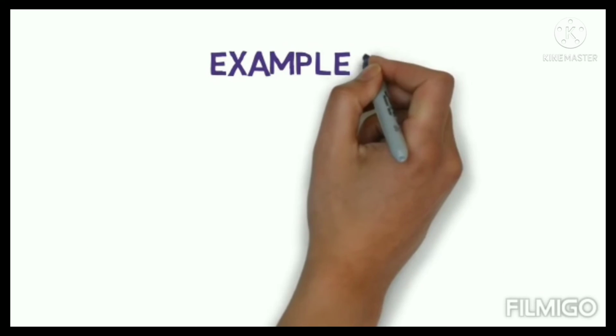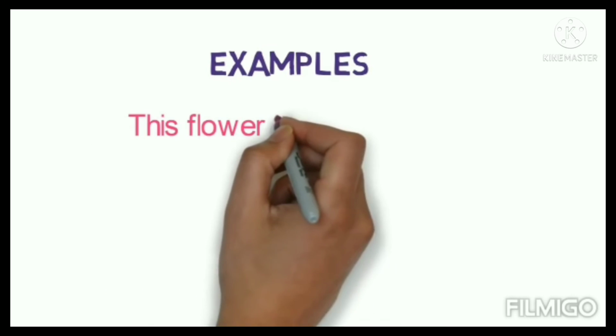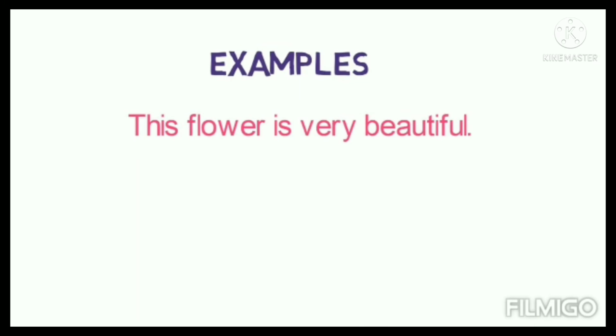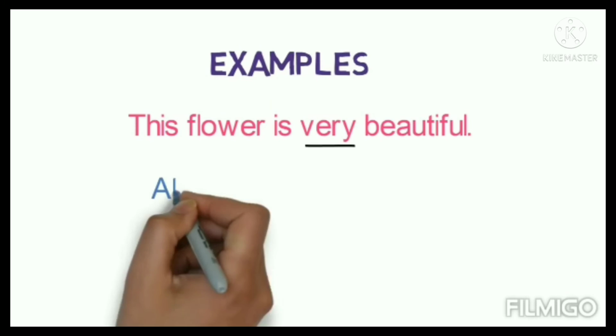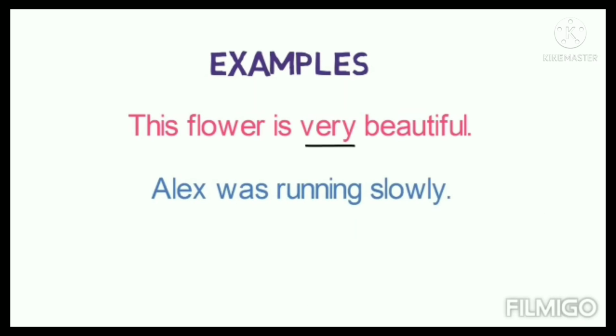Let's look at some examples of adverbs. This flower is very beautiful. Here very is describing the adjective beautiful. So very is an adverb here. Let's look into another example. Alex was running slowly. Here slowly is describing the verb running. So slowly is an adverb here.